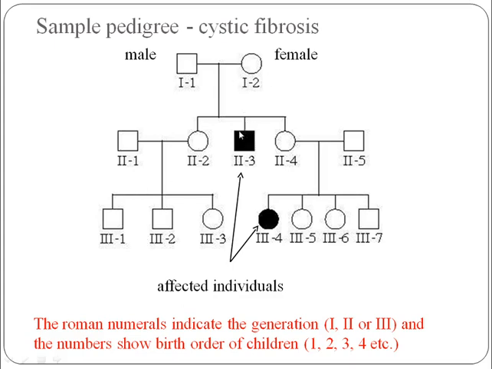For example, this completely darkened square indicates that this person is affected, and this shows that both the parents, that is I1 and I2, are heterozygous for the trait, because if they were homozygous then the trait would have been found in both of them. And since both of them are heterozygous, only one of their children is affected, and the others are non-affected. This shows that the trait has been passed down to this child from the parents, and not to these children.